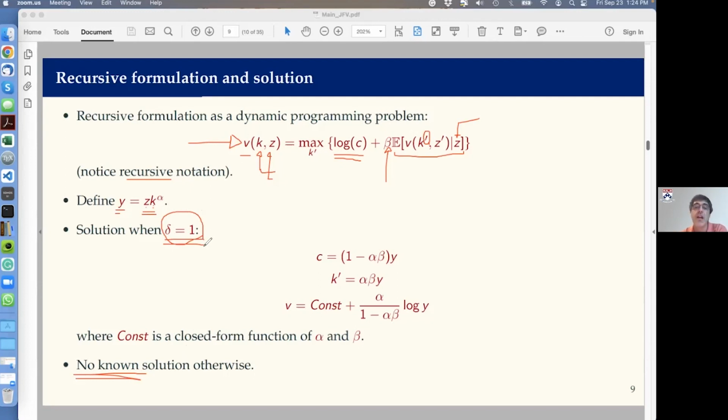But, and I could tell you later if you want why this is the case, when delta is equal to 1, we know that the optimal consumption is just a fraction 1 minus alpha beta. Remember, the beta is over here and the alpha is over here, of your production, y. Capital tomorrow is the complement, alpha beta times y, and the value function is a constant, which is a complicated function of alpha and beta. I just didn't put it over there because it uses half the slide, and this coefficient over here on the log of y.